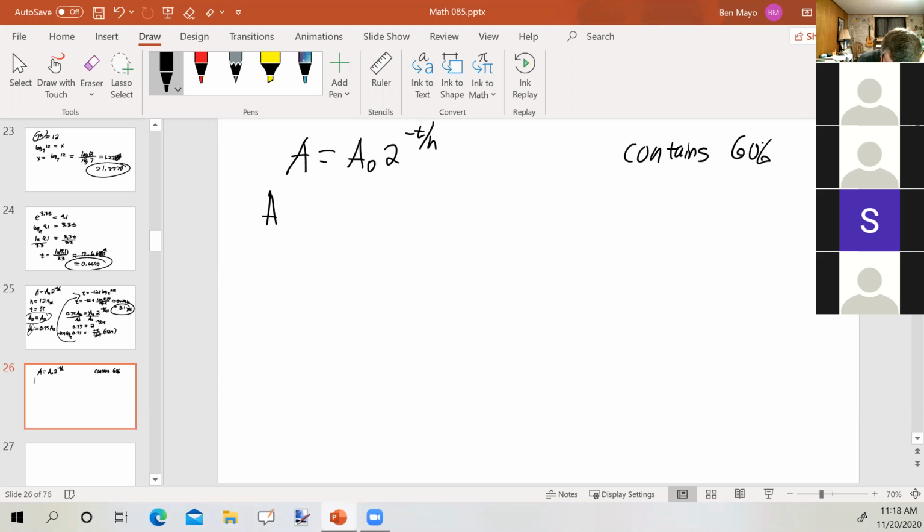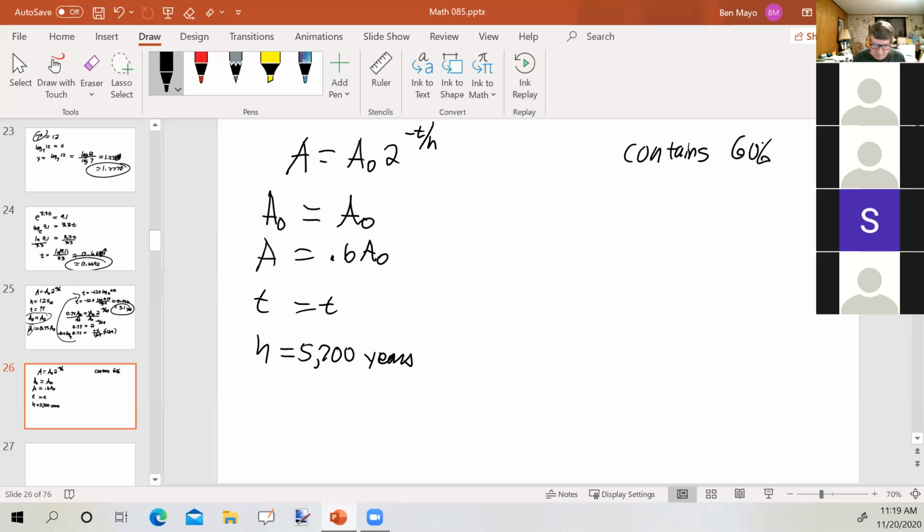so we've got A sub 0, A, T, and H. We don't know the starting amount, but the ending amount would be 0.6 or 60% of the starting amount. The time is the unknown, and the half-life is given as 5,700 years. Okay, so 0.6 A sub 0 equals A sub 0 times 2 to the negative t over 5,700 years.